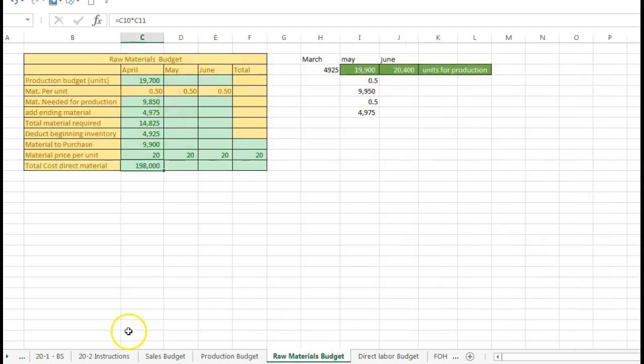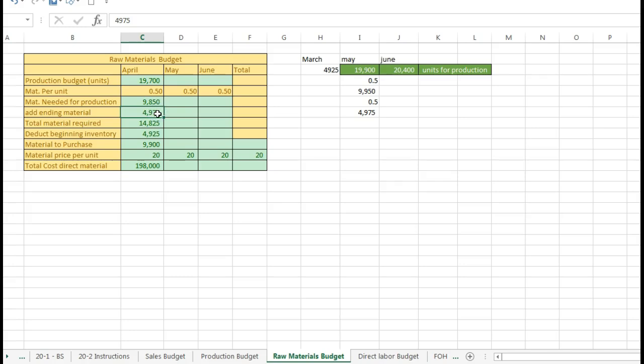So let's look at the raw materials budget. What do we do with that? Well, we know we're going to produce 19,700. There is 1/2 material per unit. So we'll multiply that times 19,700, and material needed for production is 9,850. Now, what was our ending inventory?